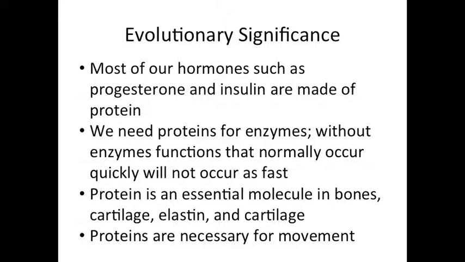So most of our hormones, such as progesterone and insulin, are made of protein, and we need proteins for enzymes, and without enzymes, our bodily functions that normally occur quickly would happen a lot slower. And so protein is an essential molecule in bones, cartilage, and elastin, and proteins are necessary for movement.